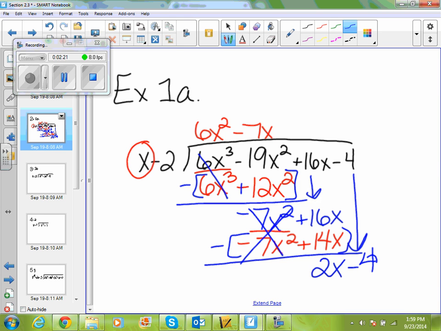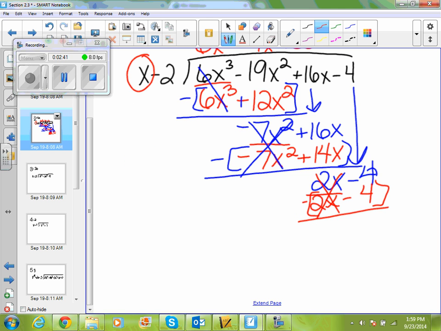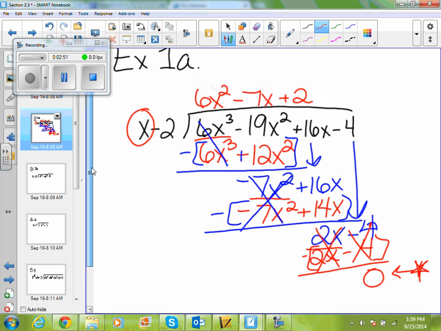So the last thing we have to look at is how many times that x will go into 2x. It'll go in there 2 times, so positive 2. So x times 2 is 2x. 2 times 2 is 4. And if we subtract those, 2x minus 2x cancels, negative 4 minus negative 4 cancels, and we end up with 0, which is what we wanted. We want a remainder of 0 when we're doing this. So then our final answer is going to be 6x squared minus 7x plus 2.